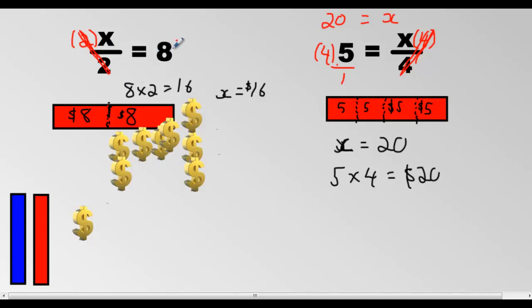But to copy it, you have to multiply the other side on the top, the numerator. Remember, this is 8 over 1. Multiply this top by 2, and you get 16. X equals 16, just like what we got.